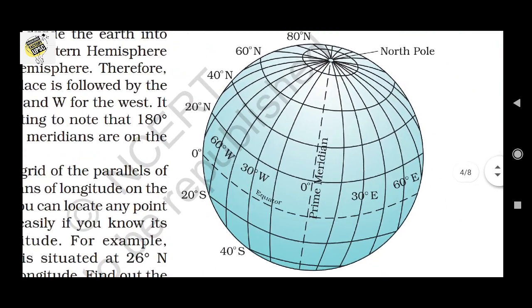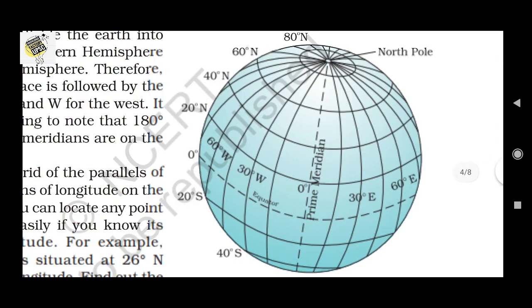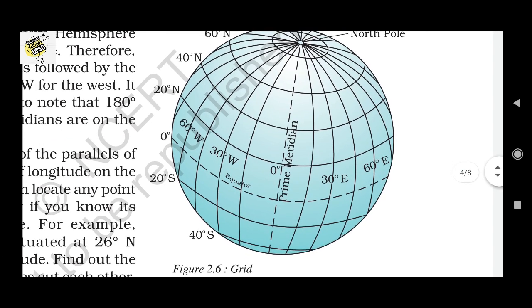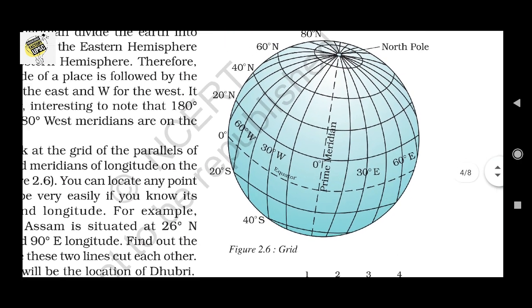When we look at the picture, we can find the 0 degree, which is known as the prime meridian, and on the left side we can find 30 degree and 60 degree followed by the letter W, known as 30 degree west, 60 degree west, like that. And on the eastern side of the prime meridian, there is 30 degree east, 60 degree east. Likewise, it divides the earth into two equal halves of 180 degree. Okay, it's a very simple topic.